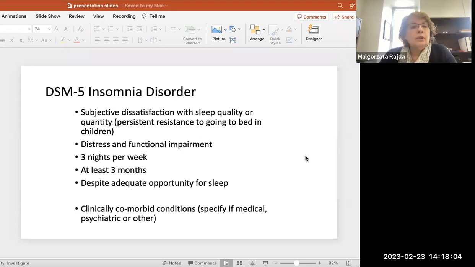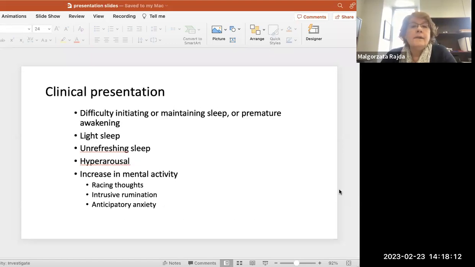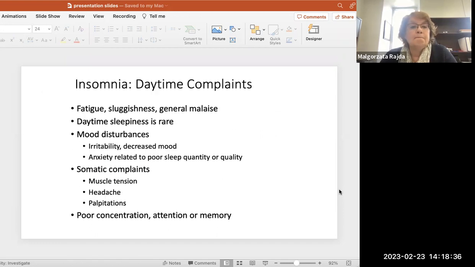Okay, I'm not going to read to you the diagnostic criteria for insomnia disorder, but you can see it here. Generally, we are talking about difficulty in either falling asleep or staying asleep or waking up too early. That's linked with racing thoughts, ruminations, and a lot of anxiety. In order to meet the diagnostic criteria for an insomnia disorder, we also need to see a daytime impairment. So that could be a sense of fatigue and feeling unwell.